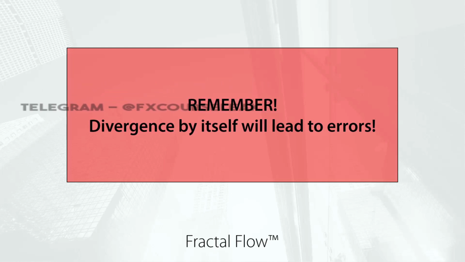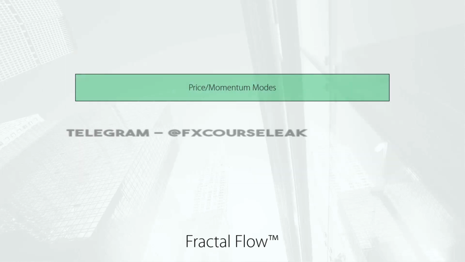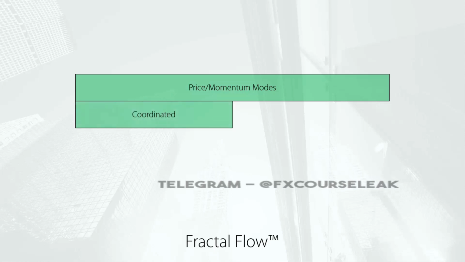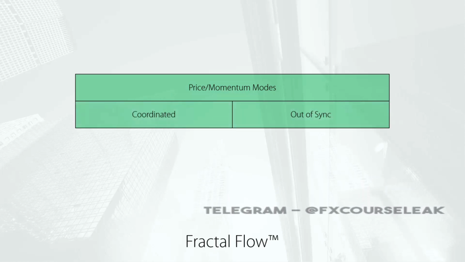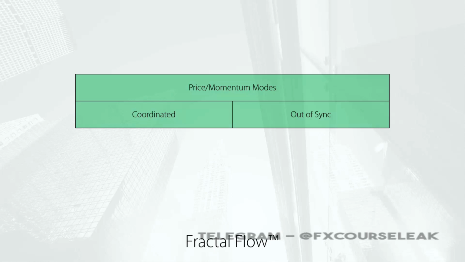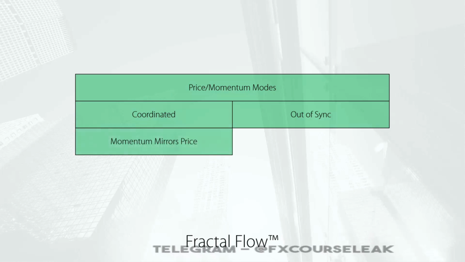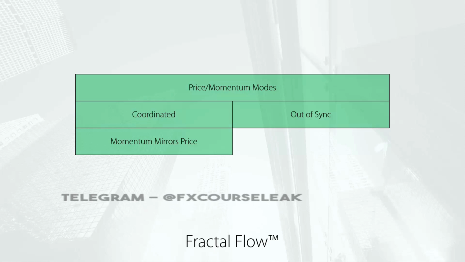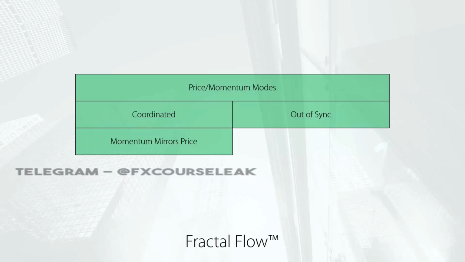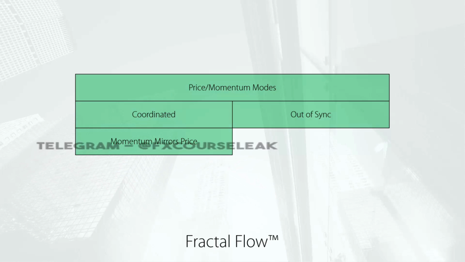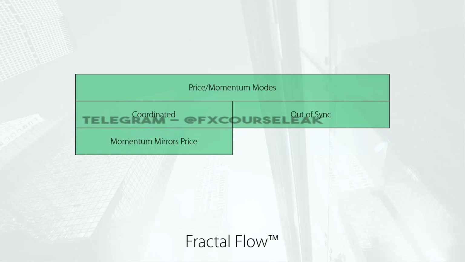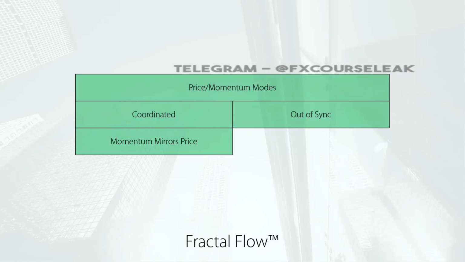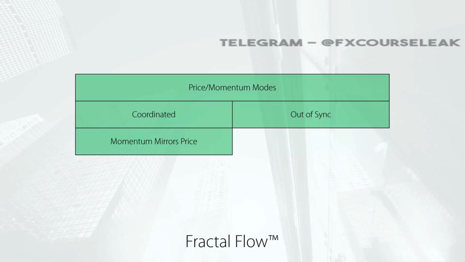First, we should point out that there are two modes in which price can be. The fluctuations in price action can be coordinated with its perceived momentum or out of sync. When price and momentum are coordinated, price action creates a higher high or a lower low, and the relative strength index also produces a higher high or a lower low. That basically means that price is displaying the same amount of momentum that is being measured by the relative strength index. When price and momentum are out of sync, there are two distinct situations that can happen.